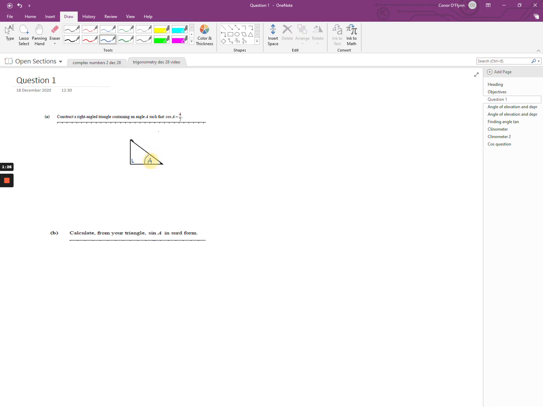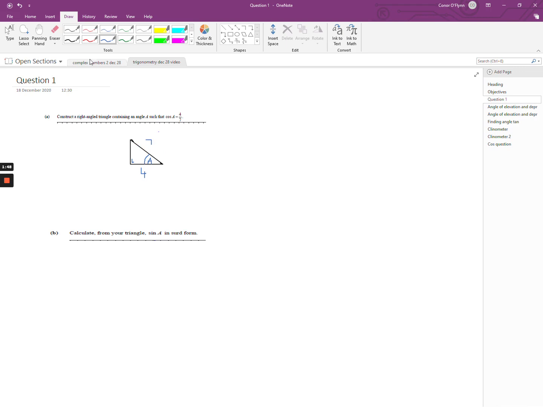And they're saying cos of A is 4/7. So what is cos of A? Well, from our formula, cos of A is adjacent over hypotenuse. So what's adjacent to A? Well, this is adjacent, which will be 4. And my hypotenuse is always opposite 90, that's 7. And that's it.